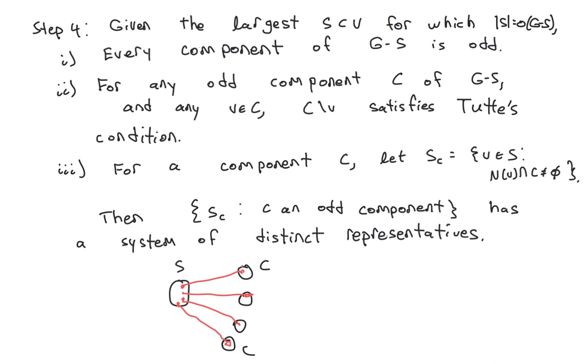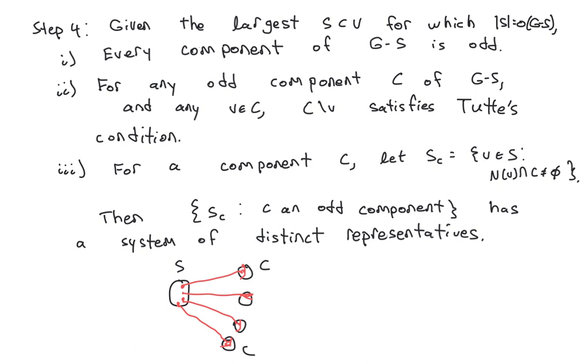And then we're going to delete that vertex from each component and then apply induction to find a perfect matching in what's left over. And then the union of all these matchings is going to be a perfect matching. So as you can see, this strategy takes some effort. So this proof is going to take some work.